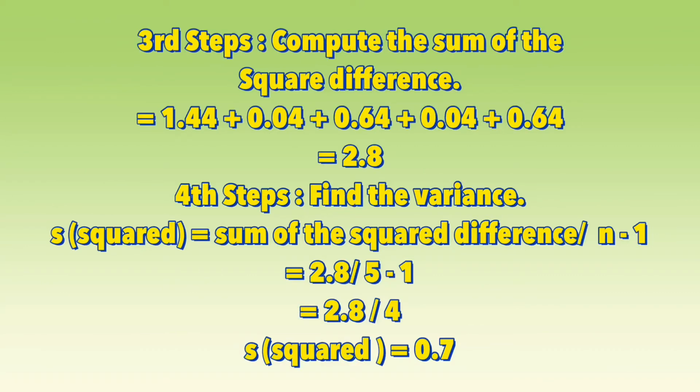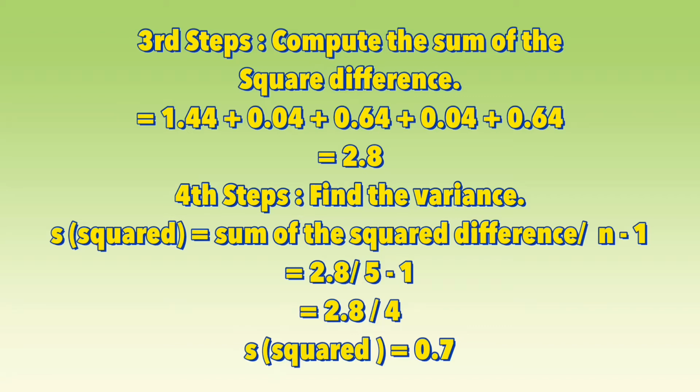The third step, we have to compute the sum of the squared differences. So the squared differences are 1.44 plus 0.04 plus 0.64 plus 0.04 plus 0.64. These came from the second step. Then we add them, and the total is 2.8. The next step is to find the variance.